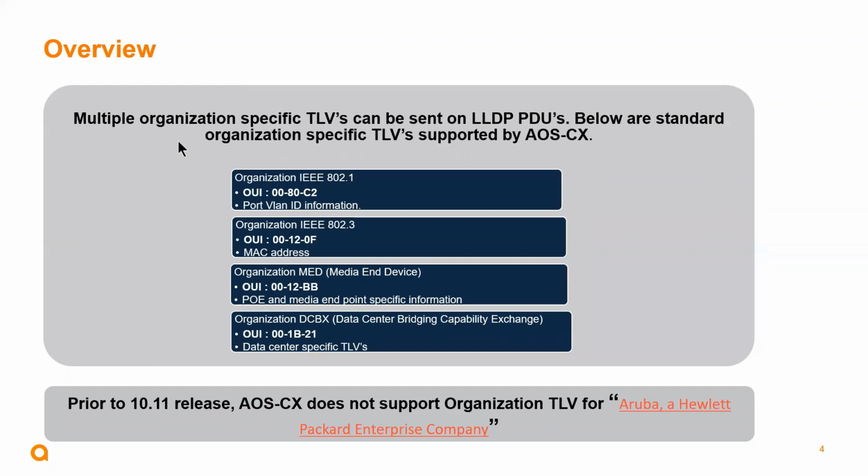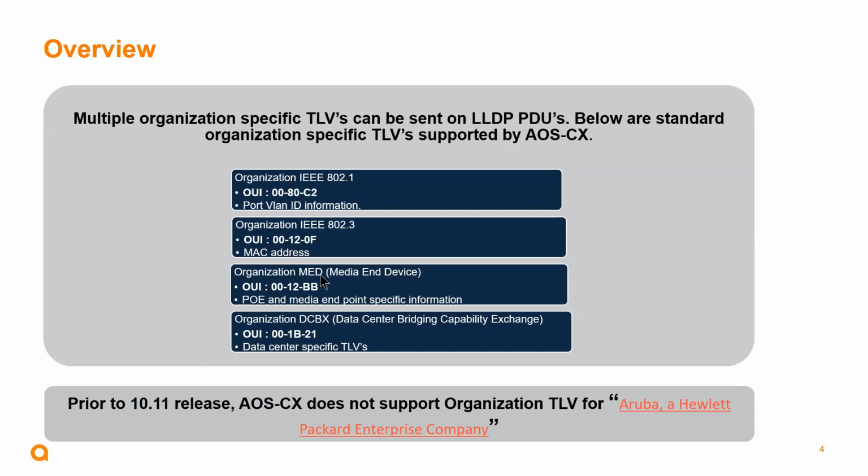There are multiple organization-specific TLVs sent in our LLDP packets. Below are the standard organization-specific TLVs currently supported by our AOS-CX switches. First comes the organization IEEE 802.1 TLV. This OUI is 0080C2. This TLV contains the port VLAN ID information of the switch. Next comes the organization IEEE 802.3 TLV. This OUI is 00120F. This TLV contains the MAC address information of the switch.